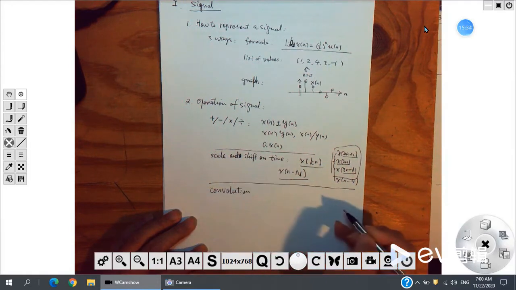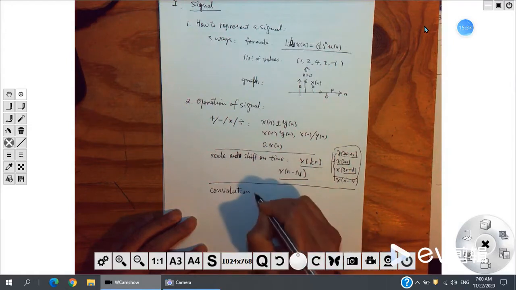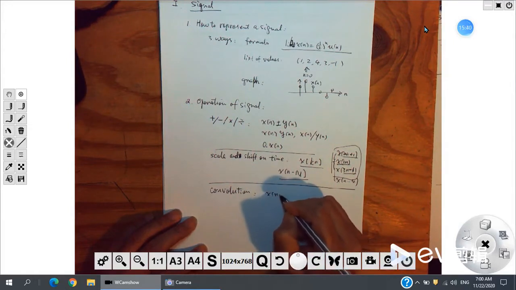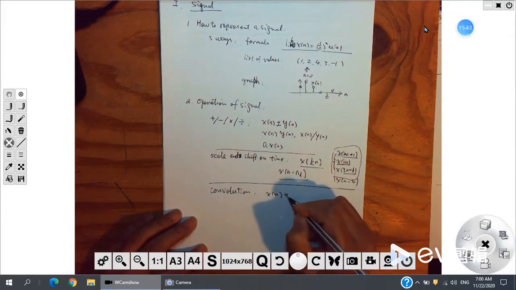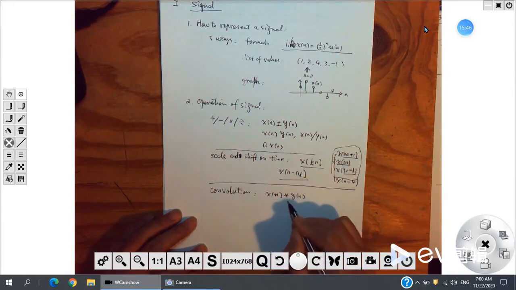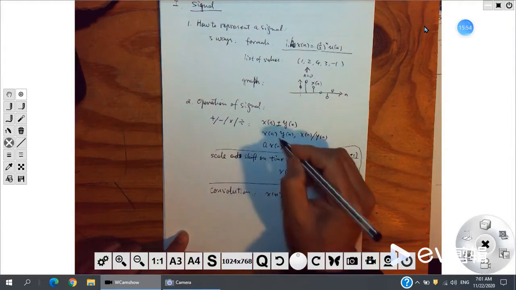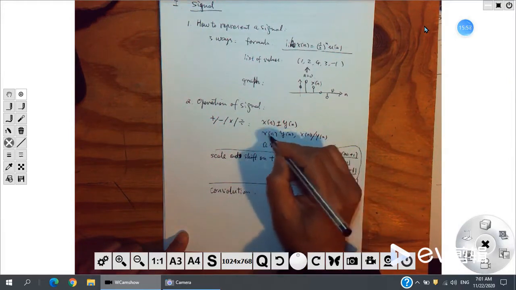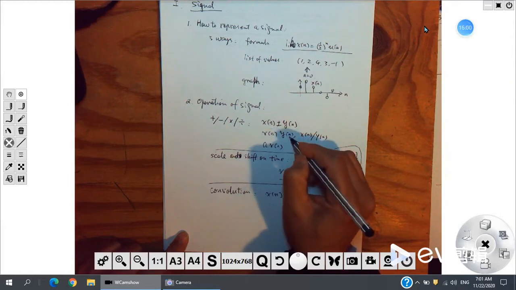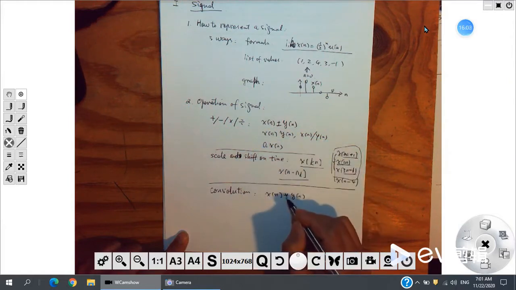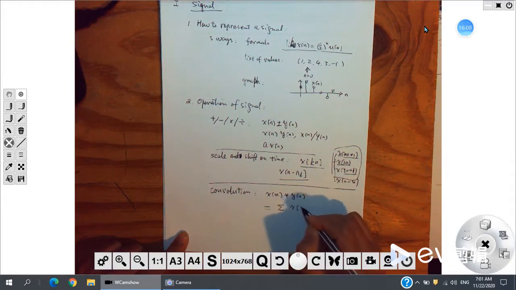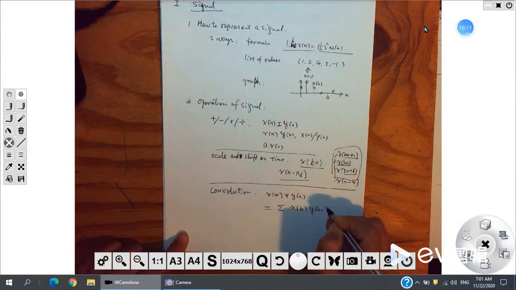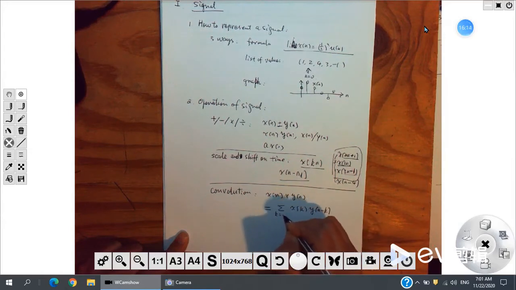Convolution. So we have two signals. The notation is a star here. This star looks similar to multiplication in the computer, right? In the computer we use star for times. But here, if we put nothing between two signals, that means times. And if we put a star, this is convolution. The definition is the summation of x of k and y of n minus k, summation for all the k's.